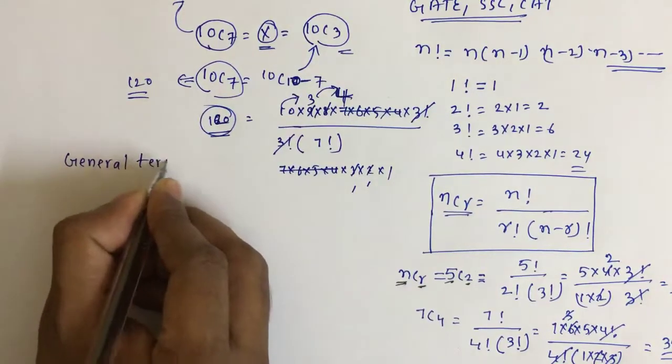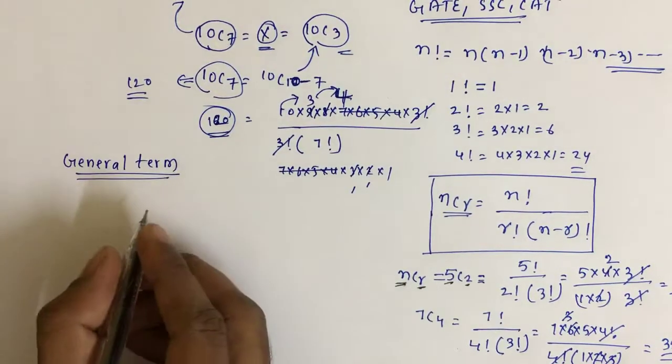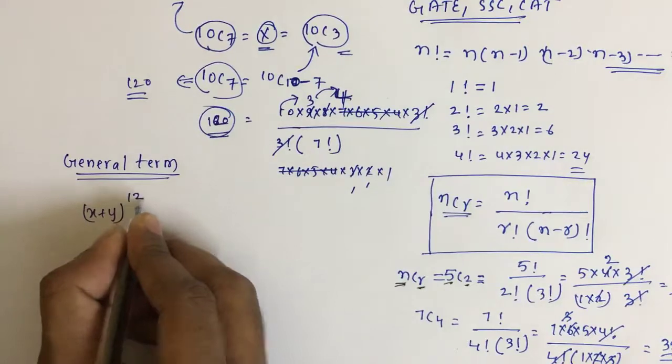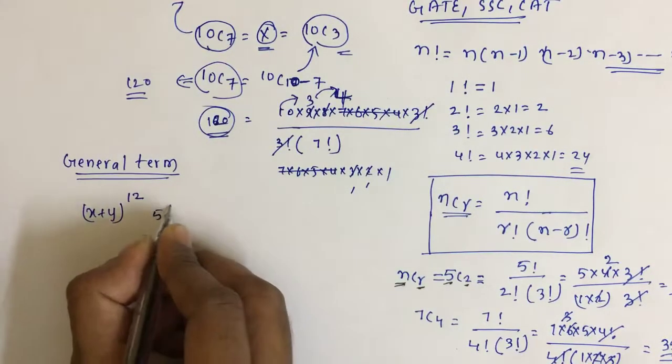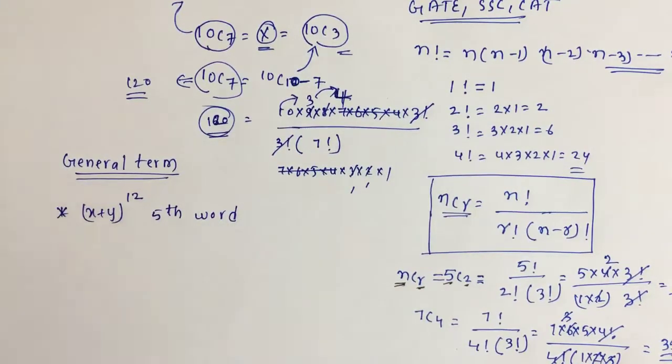So in the binomial theorem, we have to identify a general term. The questions will be asking like this: (x + y)^12, in this, what is the fifth term? The question is like this.